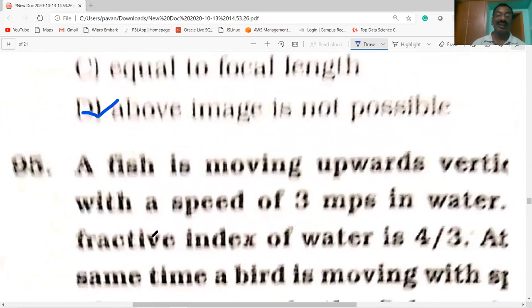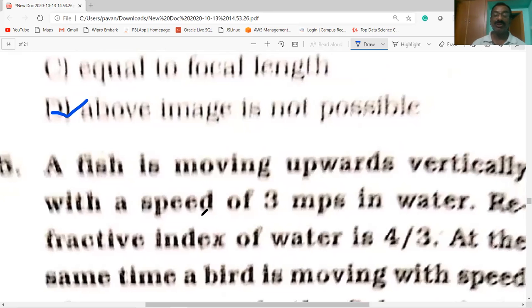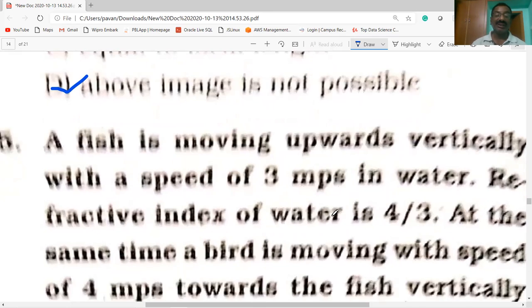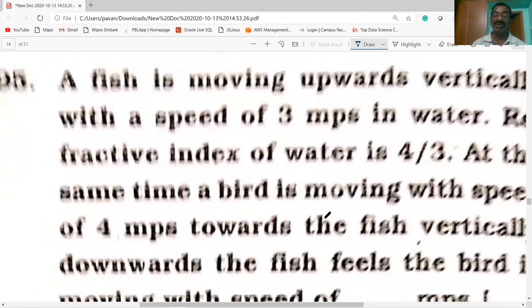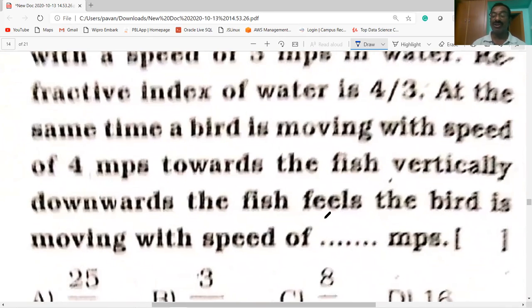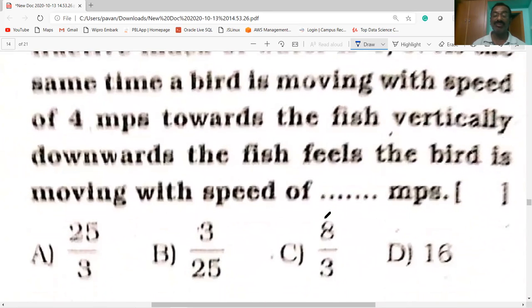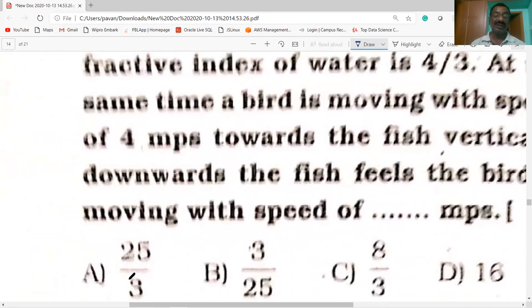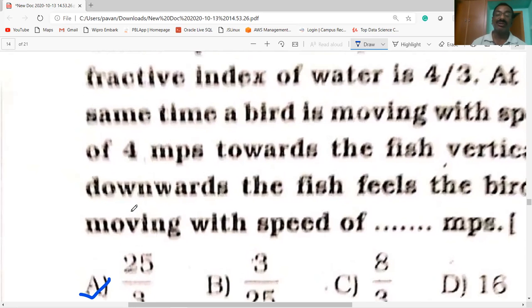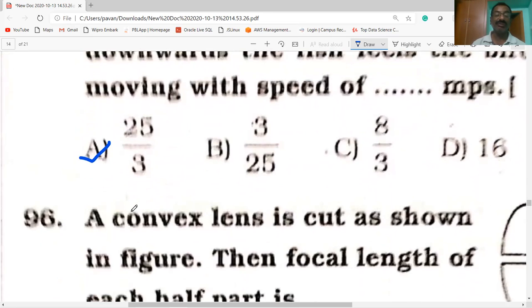Next question on the screen: a fish is moving upwards vertically with a speed of 3 meters per second in water. The refractive index of water is 4/3. At the same time a bird is moving with a speed of 4 meters per second toward the fish, vertically downwards. The fish feels the bird is moving with a speed of 25/3. Here the fish is moving upwards and the bird is moving downwards, so the relative speed is 4 plus 3, which is 7. Refractive index is 4/3. When you calculate this, it becomes 28/3.